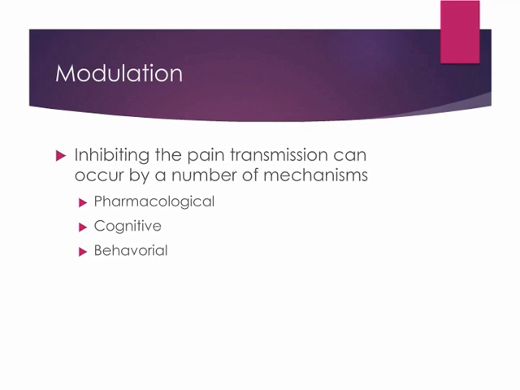There are 4 processes that are talked about in the book that are required for pain to occur. They are transduction, transmission, modulation, and perception. So a lot of those are pretty obvious. The one I want to focus on for a minute, though, is modulation. Modulation is inhibiting the pain transmission, and that can occur by a number of different mechanisms. Pharmacologic, which obviously we're going to talk about pretty extensively in this lecture, cognitive, and behavioral.